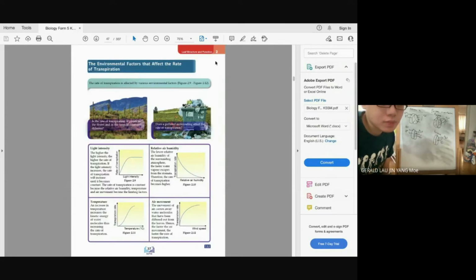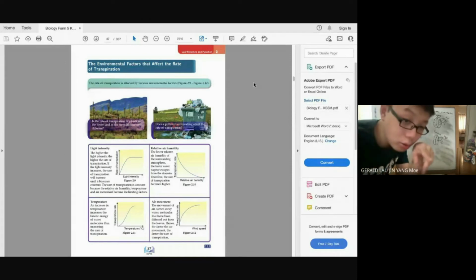Now, there are 4 factors affecting transpiration: light intensity, temperature, relative air humidity, and air movement. Light intensity. Higher light intensity means it will be hotter, right? Light intensity is slightly related to temperature. High light intensity will become hotter, with more photosynthesis. That's why you need more water, more water for photosynthesis and also to cool down the plant. That's why the rate of transpiration is high.